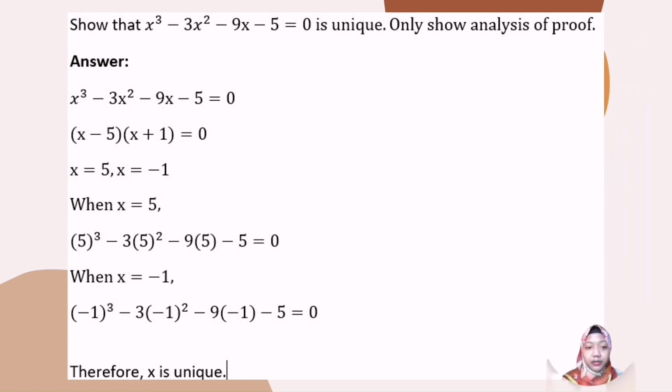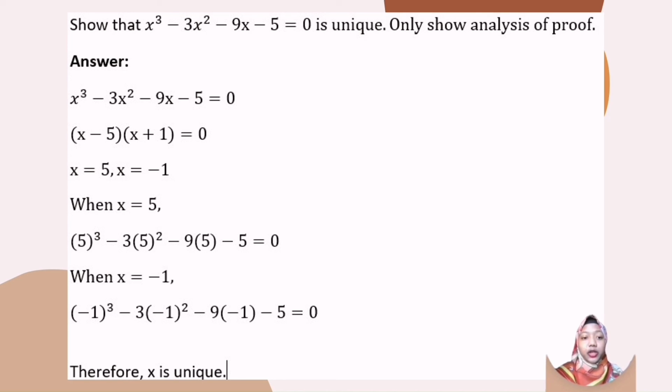Let's move to example number 3. Show that x cubed minus 3x squared minus 9x minus 5 equals 0 has a unique solution. Only show the analysis of proof. We need to solve this question by factorizing the equation. It will become like this: x minus 5 times x plus 1 in brackets. Hence, we get the values for x: x equals 5 and x equals negative 1.